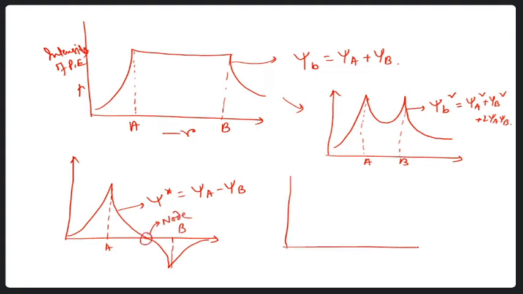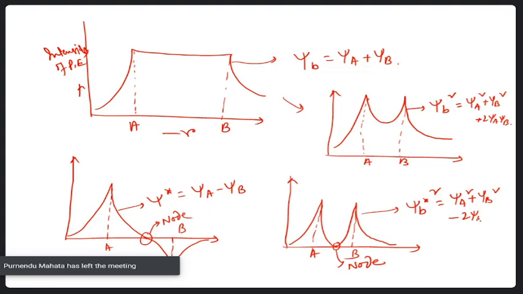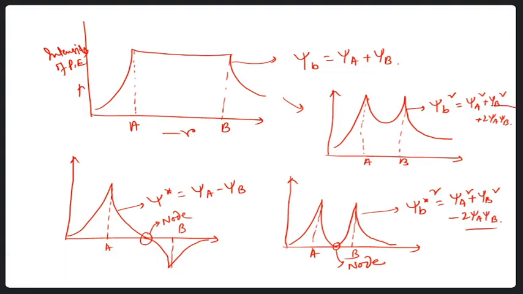And if we go for the psi star square, what does it look like? Because if we take the derivative, one negative term goes to positive. That means it looks that way. So this is A, this is B, this is the node. And the curve is called psi B star square. That means psi A square plus psi B square minus 2 psi A psi B. So now a new term: here plus 2 psi A psi B, all other terms are equal, and here minus 2 psi A psi B. So that 2 psi A psi B is the term which differentiates between these two, which is called the overlap integral.